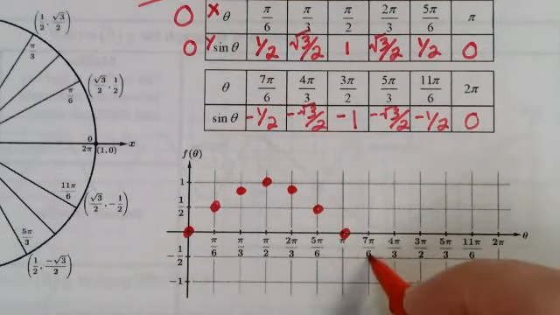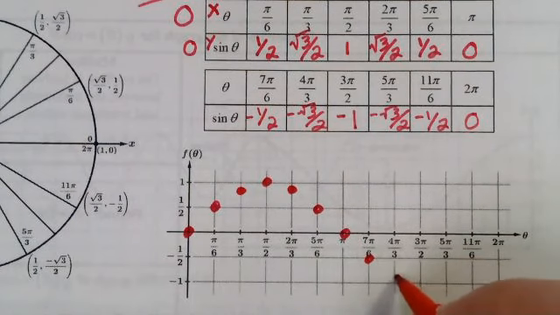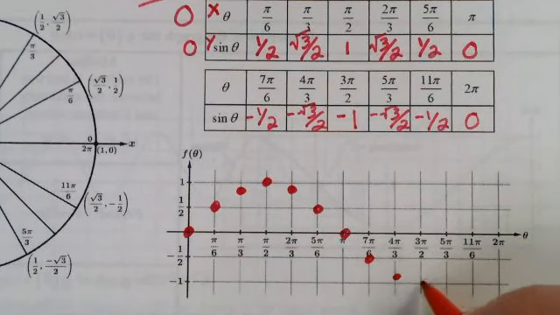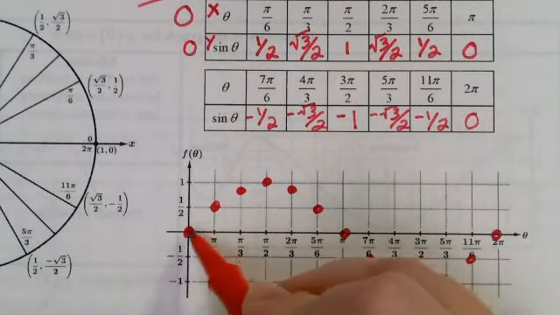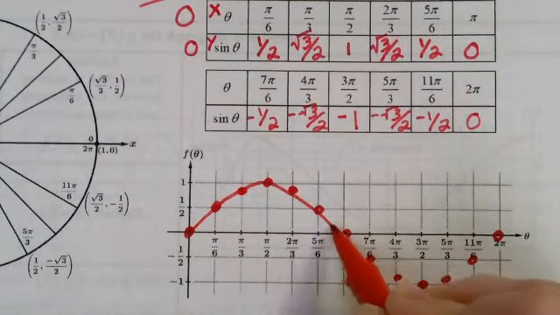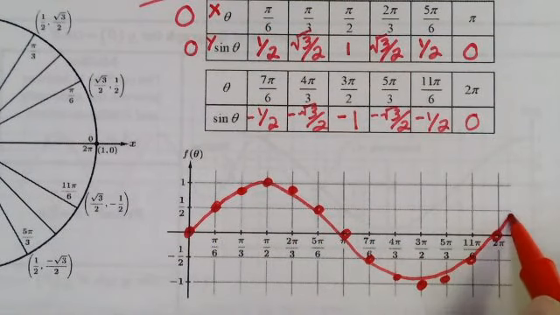7 pi over 6, we're at negative 1/2. 4 pi over 3, it's negative root 3 over 2. 3 pi over 2, we are at negative 1. All right, and then we're going to bounce back up. And all of those values, when we plot them, you should see this kind of a wave pattern.